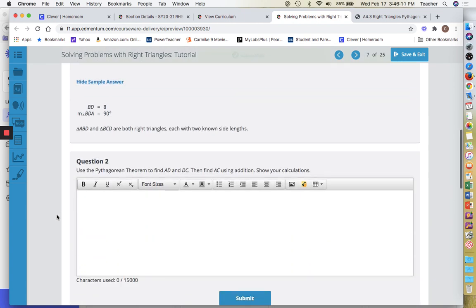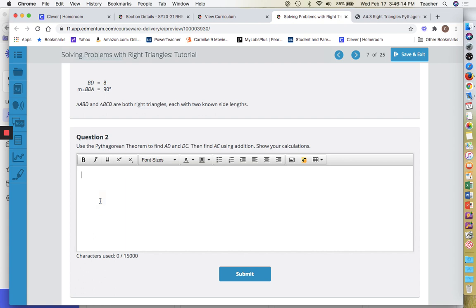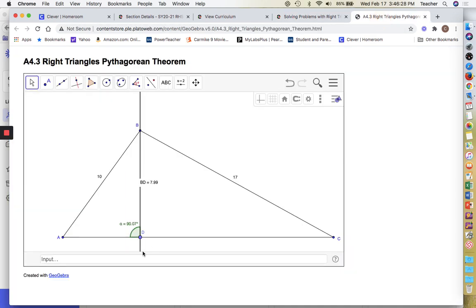Use the Pythagorean theorem to find AD and DC, then find AC using addition. Show your calculations. The first thing we want to find is AD. I'm looking at triangle ABD, this right triangle on the left here, my visual people. One leg is 8. I'm looking for AD, which is the second leg, and 10 is the hypotenuse, because it's the slanted side, also the side across from 90.